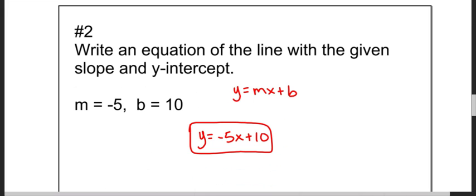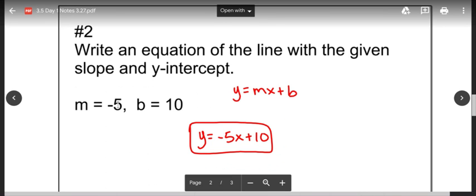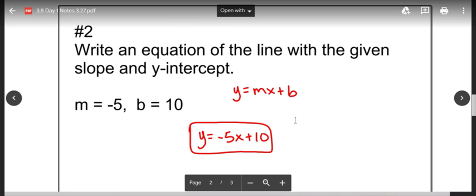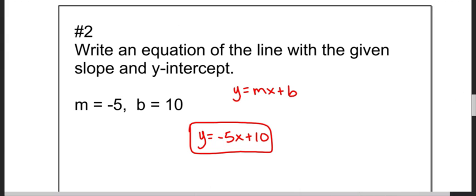Example number 2. Write an equation of the line with the given slope and y-intercept. So they give us the slope, m equals negative 5, and they give us the y-intercept. Remember, y-intercept is b. b equals 10. So if our end goal is to get into slope-intercept form, we can take our negative 5, our m, plug it in for m. So we have y equals negative 5x. And take our 10 and plug it in for b. So we have plus 10.